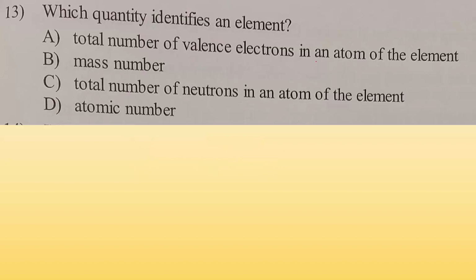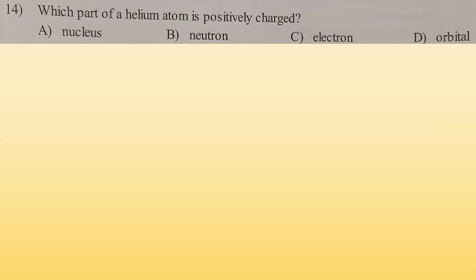13. Which quantity identifies an element? So what determines the identity of an element? So what identifies it? Protons. It's the number of protons, which is the atomic number. This is just kind of definition stuff, some low-level rote stuff that you need to know. So commit that to your brain. Do it.